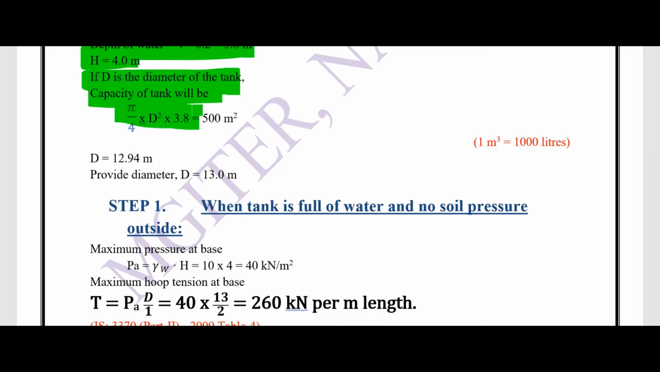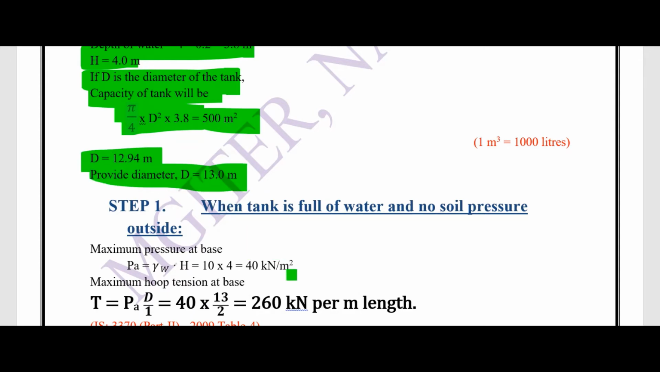So pi by 4 D square equals 500 meter cube. So the provided diameter is 13 meters. After solving this equation, we can find out the diameter.